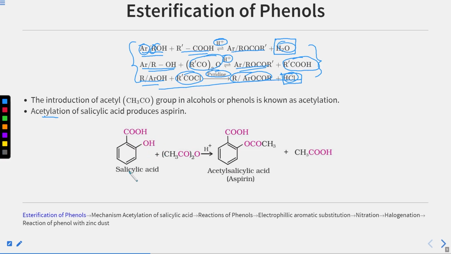This compound having the carboxylic acid at the ortho position has a common name, and it is very popular. That is salicylic acid. Now this salicylic acid is made to react with acid anhydride in the presence of acid, H plus, that is H2SO4. You can use any acid. In that case, you will see that esterification of this OH group is done with the anhydride to get our ester. If we expand this, it would look like this.